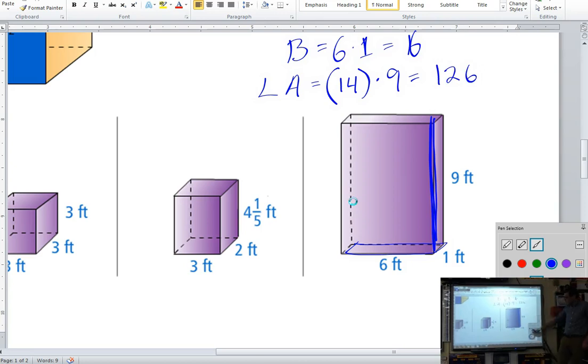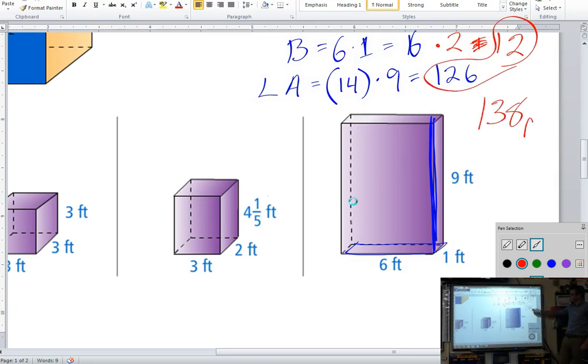I actually have 2 bases, because I have another one on top, so I double that. Sorry, not plus, that would be an equal sign. No time to erase. So that would give me 12, 12, and 126 equals 138 feet squared.